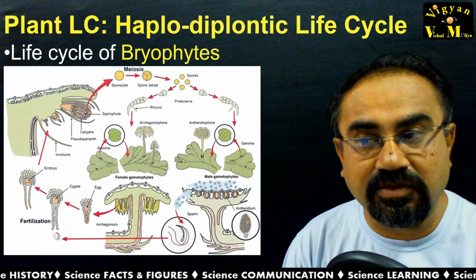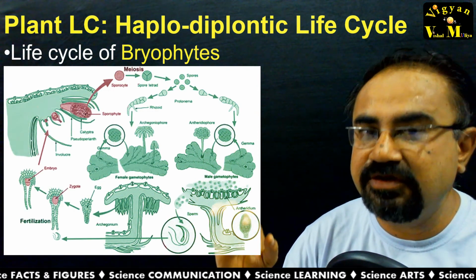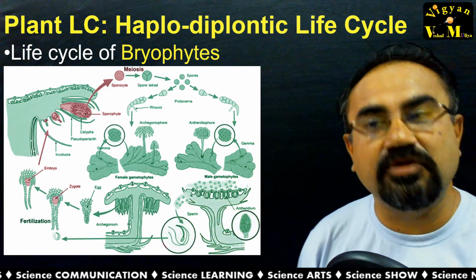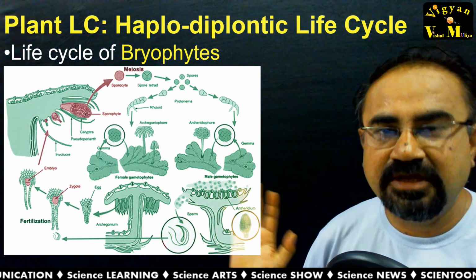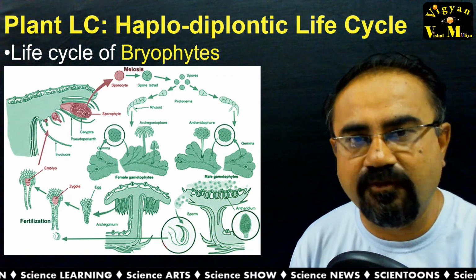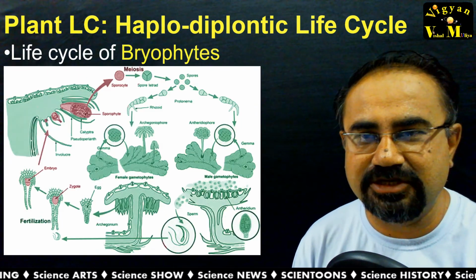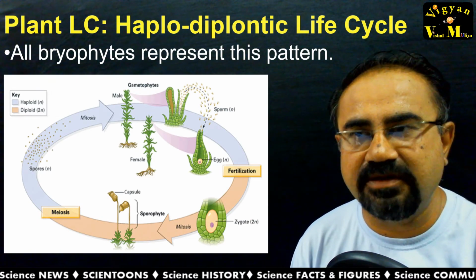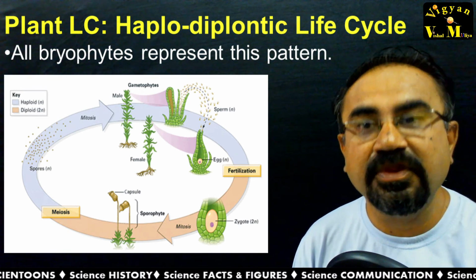So in toto, the entire life cycle is dominated by the haploid condition, where the diploid multicellular sporophyte is also there, which is dependent on the haploid. Here you can see the red one is diploid, while the green one presents the haploid condition. All the Bryophytes show this kind of pattern, which is the haplo-diplontic life cycle.